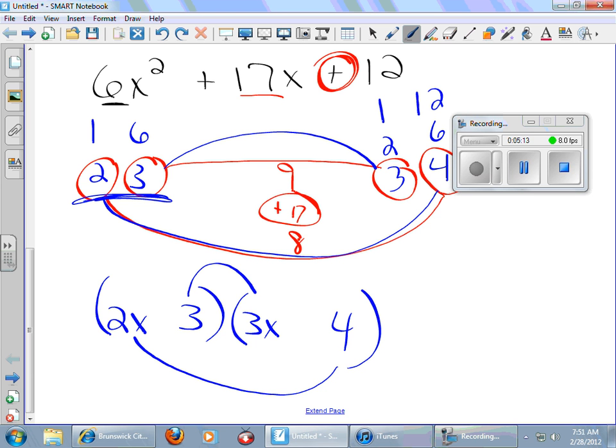Those would be my outers. Okay. This is positive, which means both signs are going to be the same. Both are going to have this sign right here. There you go. I can check my work by FOILing it.